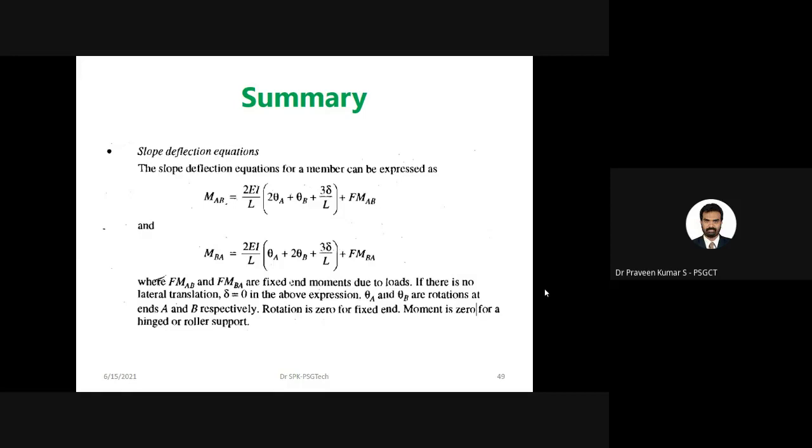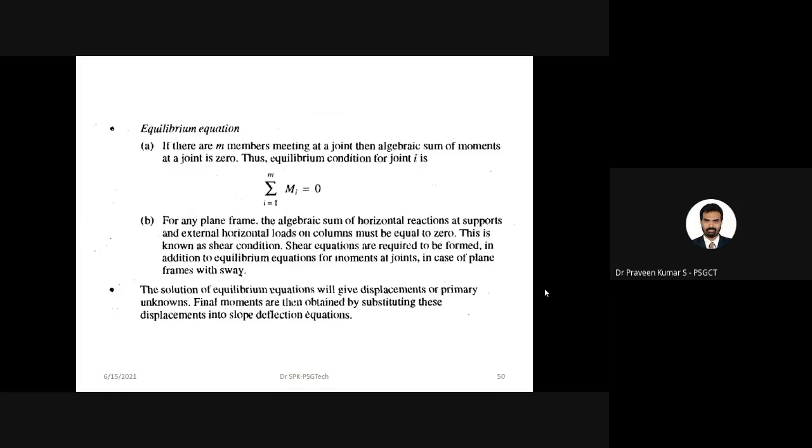So this FMAB and FMBA are supposed to be your fixed end moments due to the loads. If there is no lateral translation, del will be zero. So normally we can use this in the form of continuous beams or without sway condition. In the expression, we take theta A and theta B as the rotations at the ends A and B respectively. The rotation is zero for a fixed end, and the moment is zero for a hinge or the lower support.